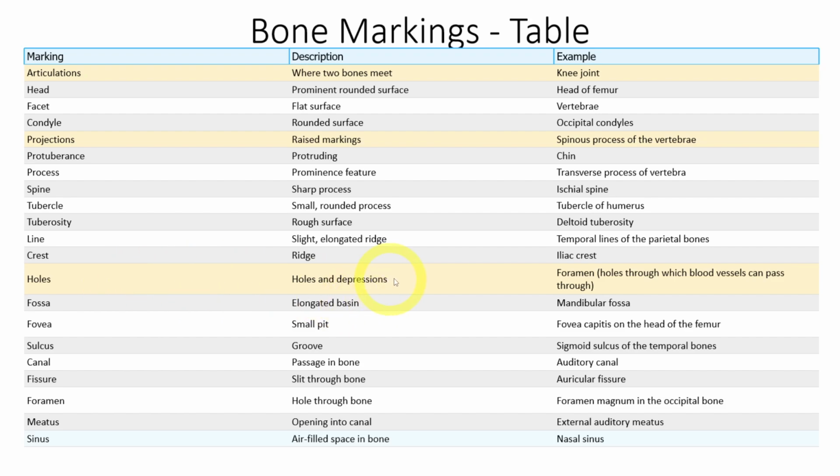Holes. They can go all the way through. Here are their subcategories. Fossa is an elongated basin. It does not go all the way through. It's kind of bowl-shaped and shallow. Fovea is a small pit. It's bowl-shaped and a little deeper and smaller. Fovea capitis is like a little hole. Doesn't go all the way. At the top of the head of the femur. Sulcus is a groove. Again, it does not go all the way through. It's kind of like a little canyon.